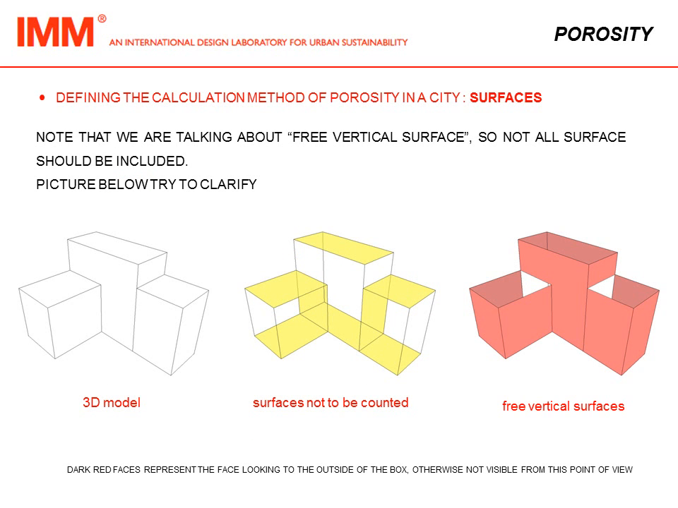Note that we are talking about free vertical surface, so not all surface should be included. The picture below tries to clarify this concept. In the first one, we have a 3D model, so showing all possible surfaces in the sample. Then we have surfaces not to be counted, that are the building footprint, the roof surfaces, and all the surfaces that are in between two buildings and so that are hidden in this picture. While in the last one we have the free vertical surfaces.